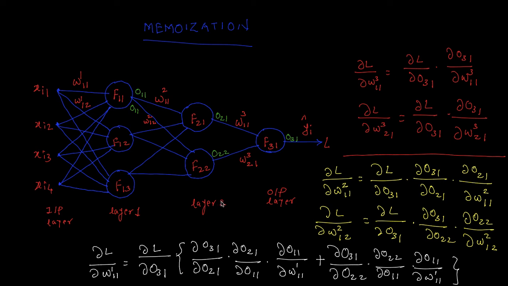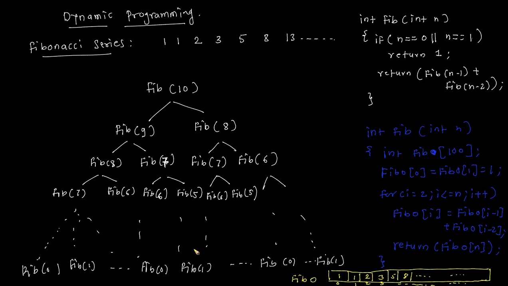Memoization. So what is memoization? Let us understand this from the perspective of design and analysis of algorithms. In computer science there is a subject called design and analysis of algorithms. In that subject we study different algorithm design strategies or algorithm analysis strategies. There is one algorithm design strategy or paradigm called dynamic programming.